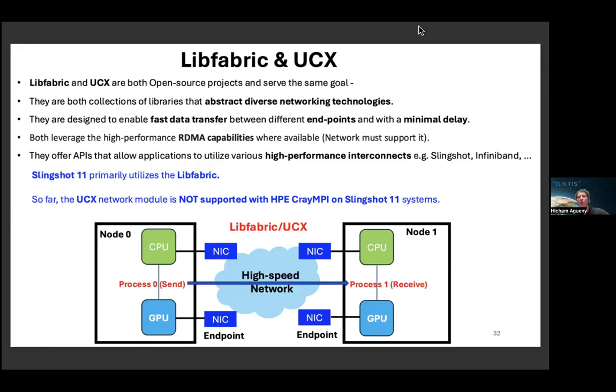Let me see if we have any questions here before I go to the second part. Yes, one question: does libfabric also support OmniPath? Yeah, that's a good question. We will see it from the perspective of the libfabric architecture. We will come to that question.